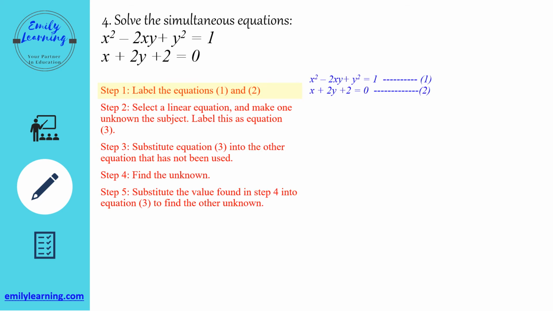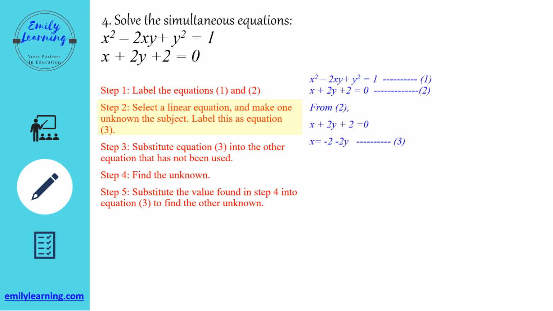Similarly, we'll follow the same 5-step method, with the first step being labeling the equations 1 and 2. Next, select the linear equation and make one unknown the subject, and label the equation 3. Equation 1 has a square and you also have unknowns being multiplied with each other. So equation 1 is a non-linear equation, but equation 2 is a linear equation. Both x and y have power of 1 and you do not have unknowns multiplied with each other. So we will select equation 2 to make one of the unknowns the subject. In this case, I'll make x the subject.